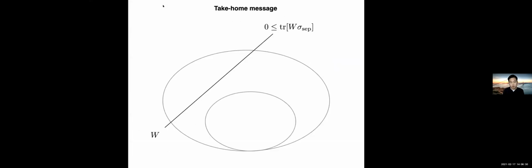Okay, maybe I move to here. So the take-home message is the following. Maybe some of you are already familiar with entanglement witnesses, and often an entanglement witness corresponds to a hyperplane that separates some entangled states from separable states. Often it is known that an entanglement witness corresponds to a single hyperplane. Today the message that I want to tell you is that there's actually another hyperplane we can define from the same entanglement witness. So there is actually a non-trivial upper bound to the entanglement witness. That's the take-home message.